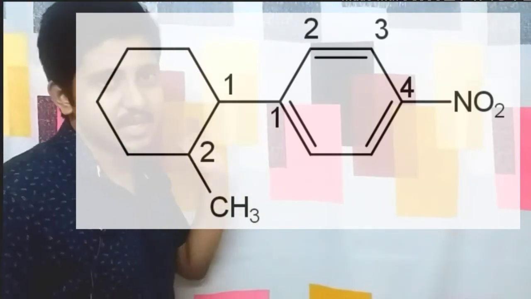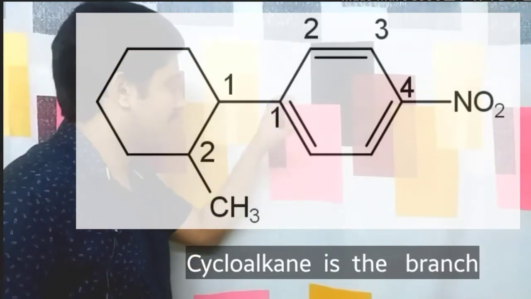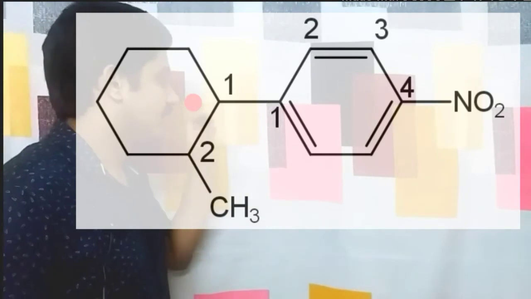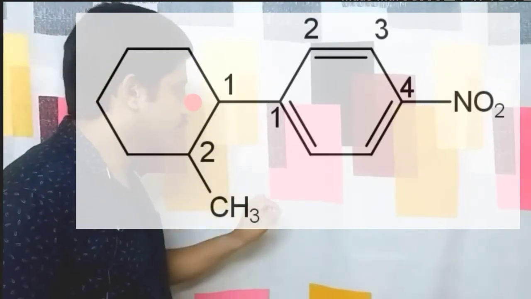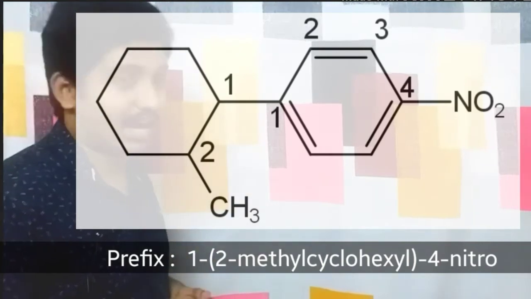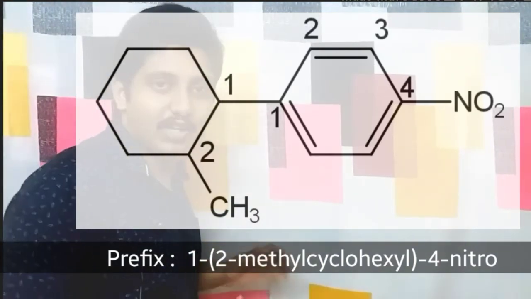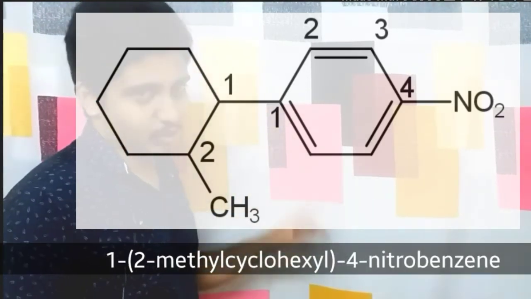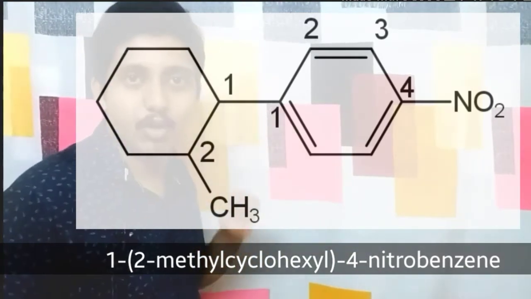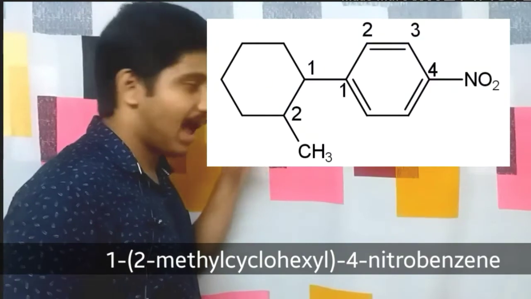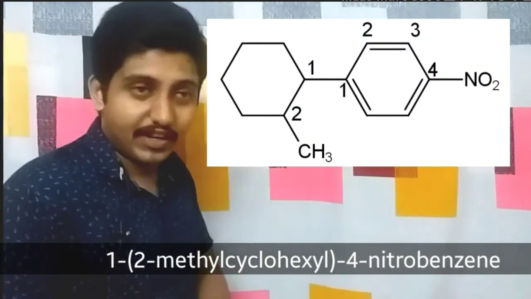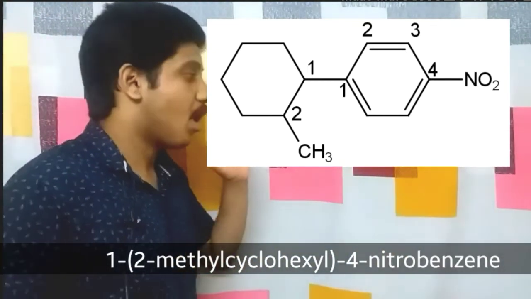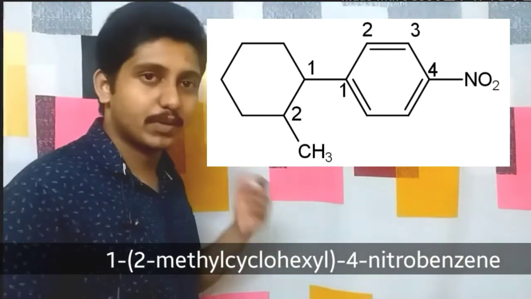Of course the branch is the cyclic ring, and hence the carbon attached to the benzene will be given the number 1, and so the numbering of the prefix will be 2-methylcyclohexane. And what will be the other prefix? 4-nitro. Hence the total IUPAC name will be 1-(2-methylcyclohexyl)-4-nitrobenzene. Why is it 4-nitro and 1-cyclohexyl? This is because the alkyl group or the cycloalkyl group or phenyl group, whatever it is, is given more preference than the nitro group, because I told you in my previous video that all these are taken as prefixes. So which one comes first?